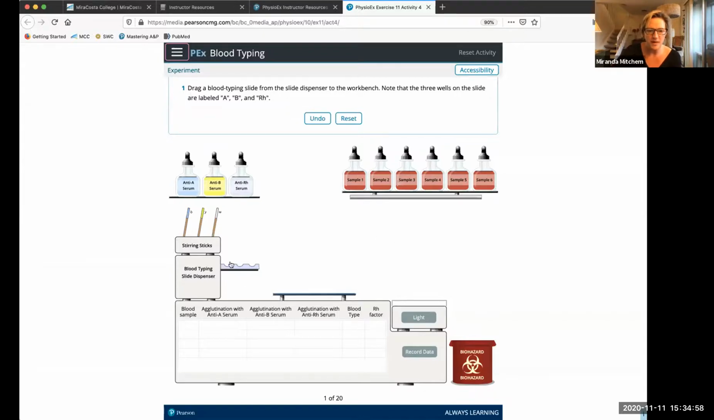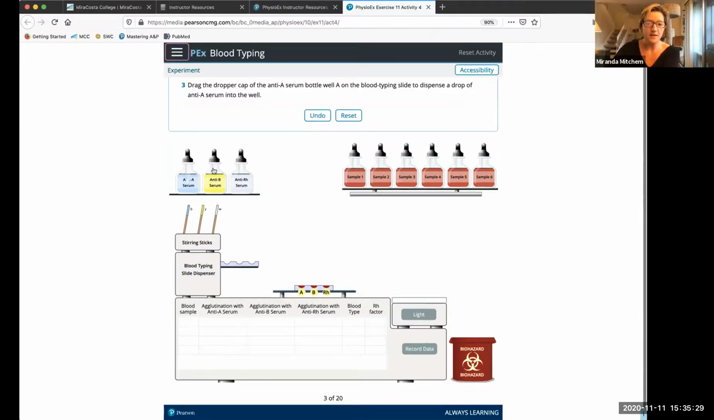Okay, so we're going to begin by getting our tray that we do the reaction in, and we're going to put it on our workbench. There we go. And now we're going to get sample 1 and put a drop in A, and B, and in RH. So we're testing sample 1. We've got 6 different blood samples that we're going to test. And now we're going to add the anti-serum, which goes in A. And then we have to put the B anti-serum in B, and the RH in RH.